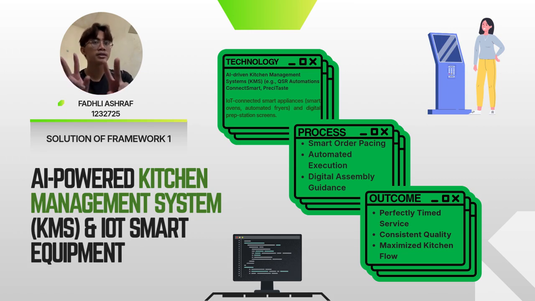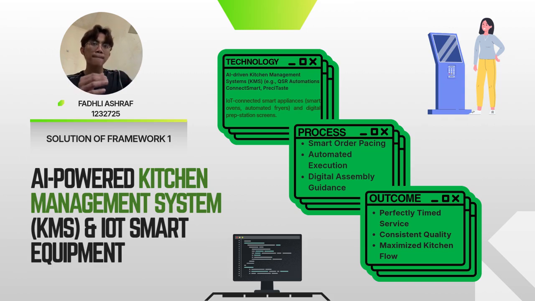For the process, this is about smart execution. The AI analyzes incoming orders and dynamically staggers prep times. So it tells the grill to start a burger minutes before dropping the fryers, so everything finishes simultaneously. Meanwhile, our IoT smart appliances automatically adjust their own temperature and cooking timers based on the exact items being prepared.